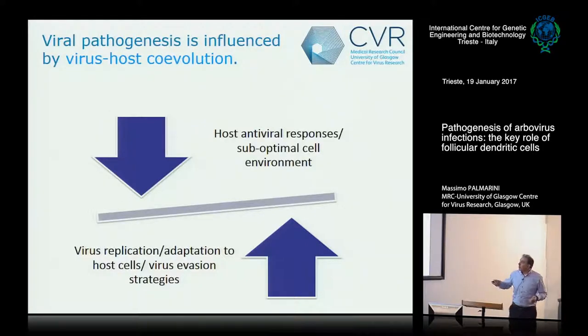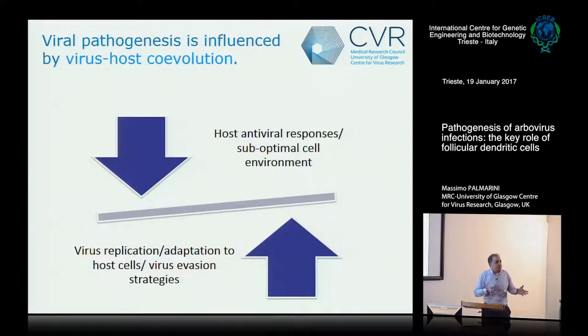And therefore they play this sort of seesaw game, where you have viral replication, and the virus tries to adapt to that particular host and evade the immune responses of the host. At the same time, the host will try to be always more clever and contain viral replication. So pathogenesis is also influenced by viral-host coevolution.